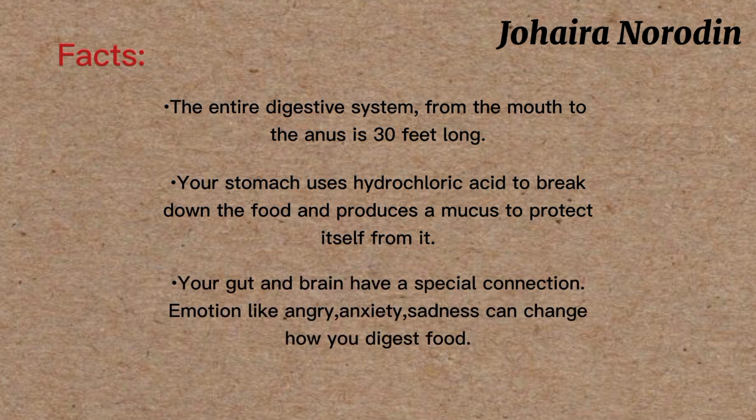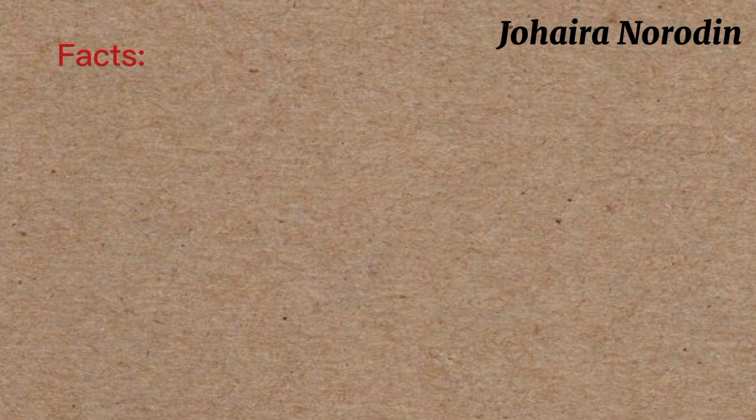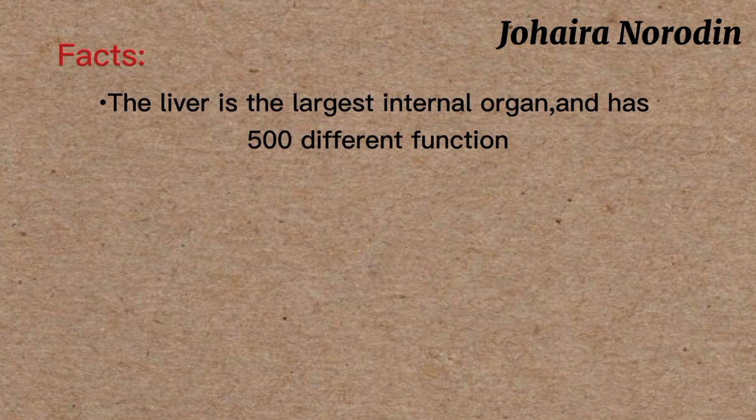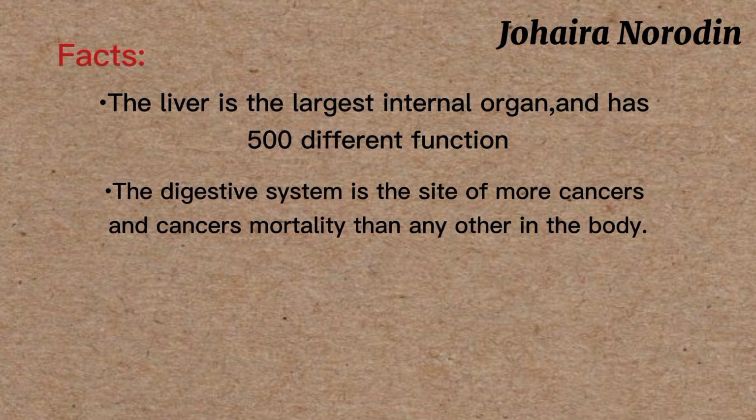Your gut and brain have a special connection. Emotions like anger, anxiety, and sadness can change how you digest food. The liver is the largest internal organ and has 500 different functions. The digestive system is the site of more cancer and cancer mortality than any other in the body.